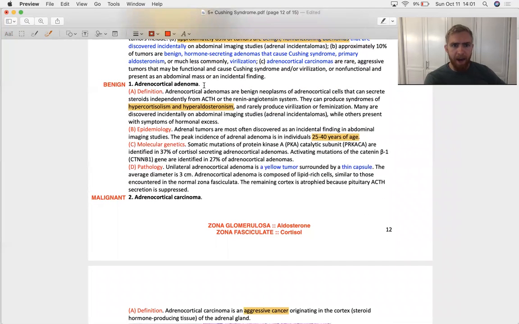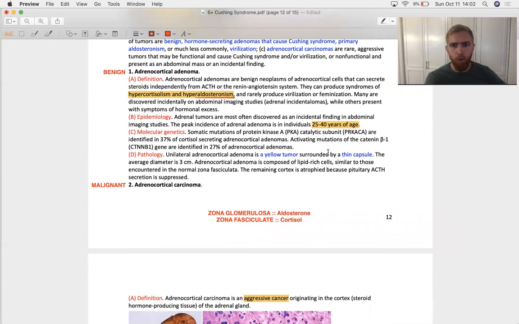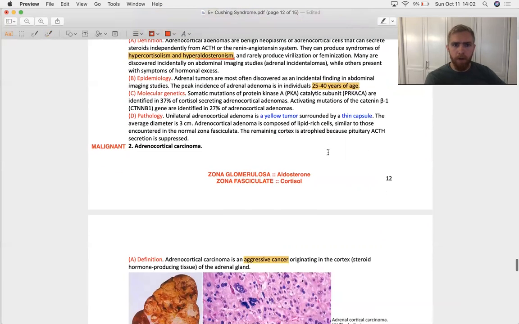The adrenocortical adenoma is a benign tumor. Just because it's benign doesn't mean it can't secrete anything. If it's benign, that means it's non-invasive, versus malignant, which is invasive. But both of these can make cortisol or aldosterone. And again, they're going to be secreting these hormones independently from ACTH stimulation, or in the case of aldosterone, from renin-angiotensin activation. Peak incidence, 25 to 40 years of age. We're thinking young to mid-adults here.